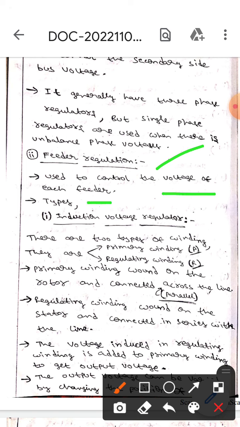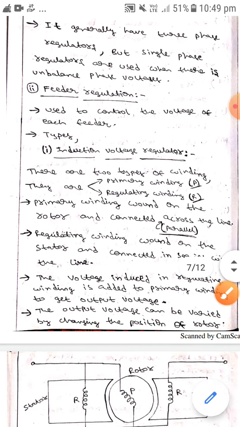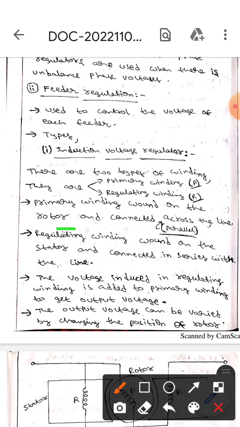There are two types of feeder regulation. The first one is induction voltage regulation. There are two types of windings in it. One is the primary winding, the second one is the regulating winding. Here the primary winding is wound on the rotor and connected across the line, which is parallel to the line. The next one is the regulating winding. It is wound on the stator and connected in series with the line.